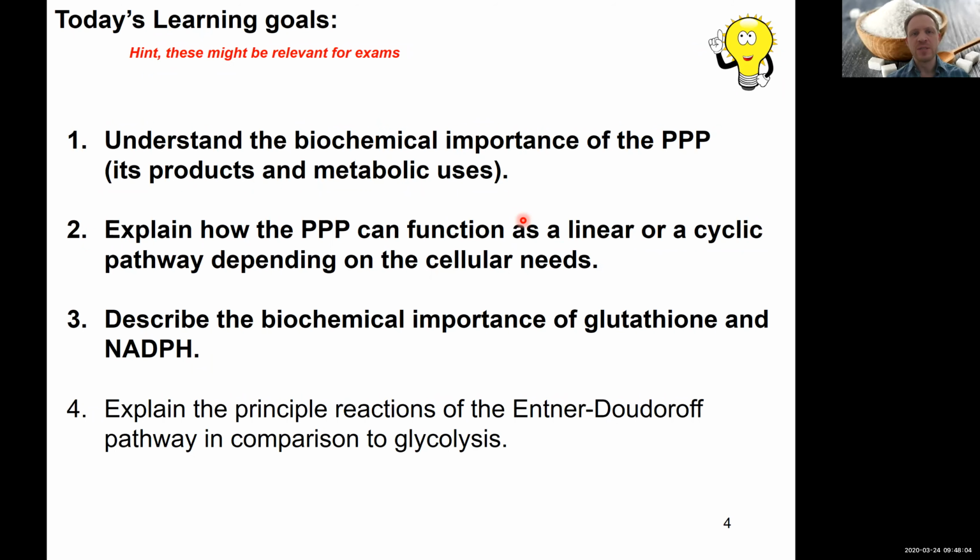What you want to learn in this part of our course: we want to be able to understand the biochemical importance of the PPP, or the pentose phosphate pathway, especially relating to its products and metabolic uses. We want to be able to explain how the PPP can function either as a linear or as a cyclic pathway, depending on cellular needs, right? We had a similar concept also for our TCA cycle. And we want to be able to describe the biochemical relevance of glutathione and NADPH, which are two of the major products coming out of the PPP.